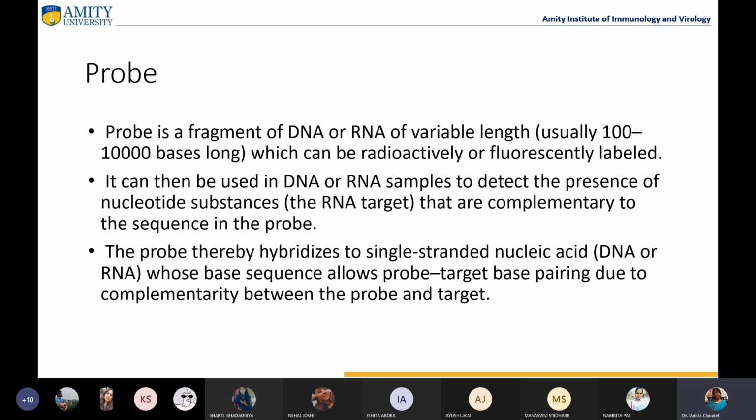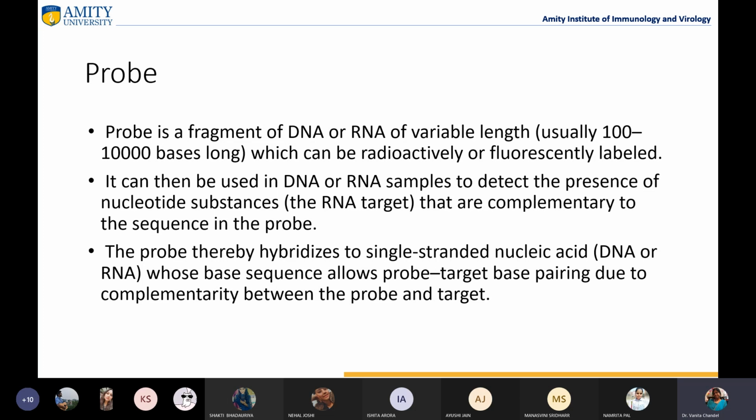So what is a probe here? A probe is any fragment of DNA or RNA of variable length. It could be 100 to 1000, 10,000 base pairs long, which we can label by using a radioactive label, or a fluorescently labeled or enzymatic label probe, right?